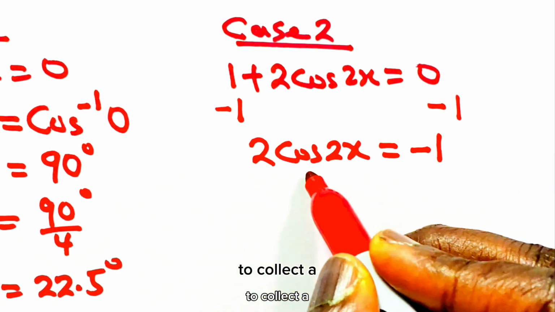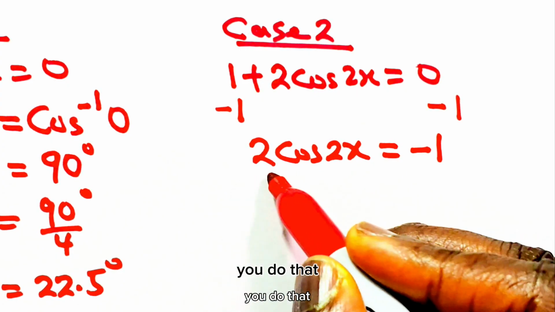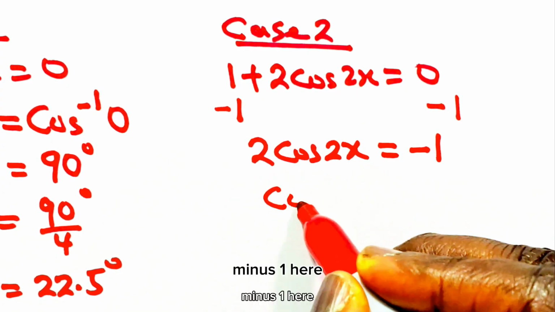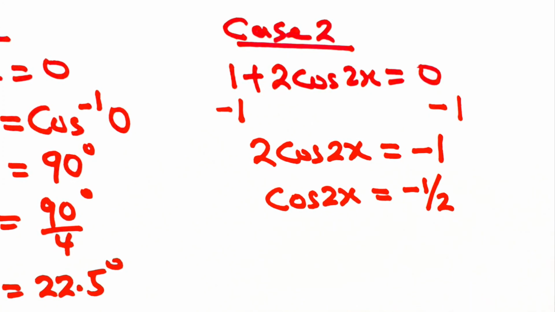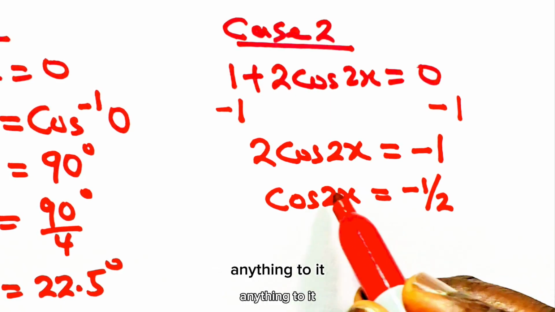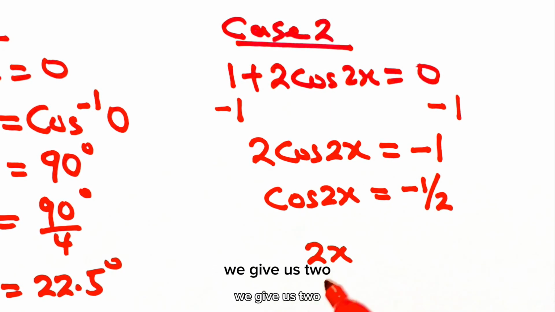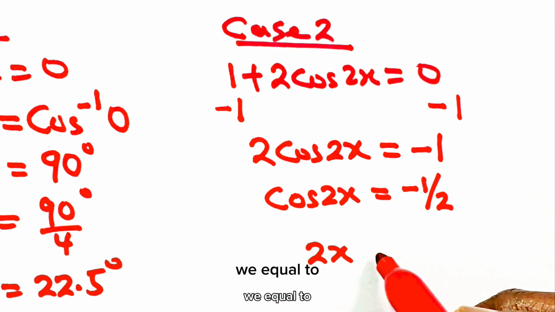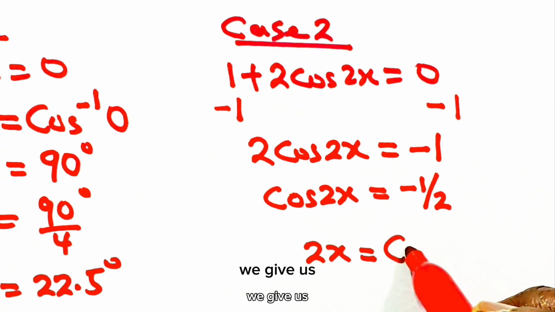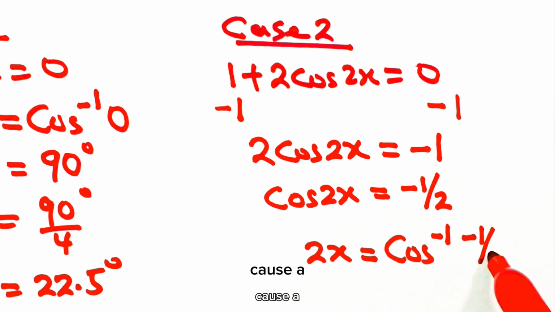So we still have 2 cos 2x here, and we don't need this 2 here. What we do is to divide both sides by 2. So we have cos 2x equal to minus 1 over 2, that's minus half. Here also we only need x, but we are having 2x here. So we take the cos inverse of minus 1 over 2. So we have 2x equal cos inverse of minus 1 over 2.